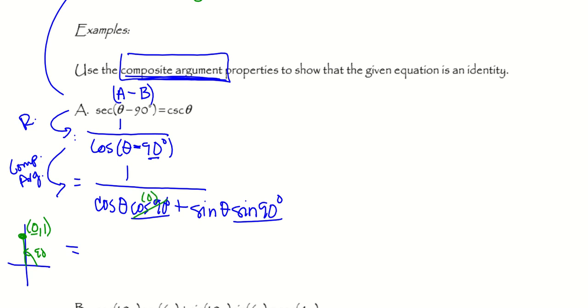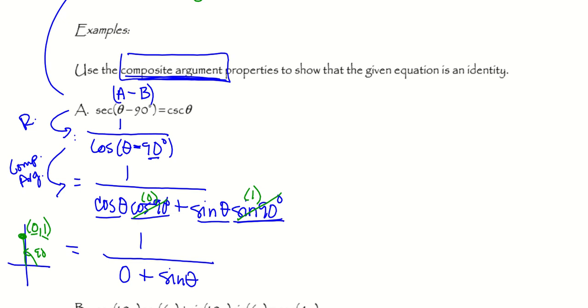And my sine of 90 is my y, so the sine of 90 equals 1. So if I simplify this, I now have 1 over the cosine of theta times 0. Well, anything times 0 is 0, plus the sine of theta times 1. Well, anything times 1 doesn't change, so I have sine of theta.